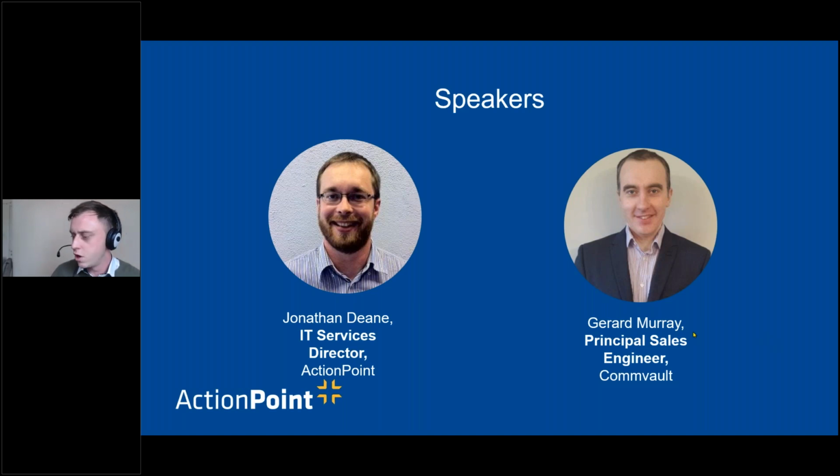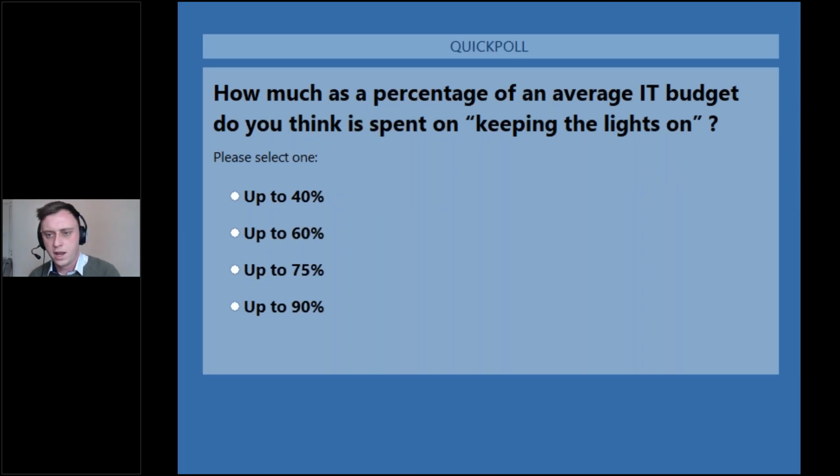Before I hand over to Jared, I'm just going to launch a quick poll. It'll make sense in a second when Jared goes through his first slide. The question on the poll is, what percentage of an average IT budget do you think is spent on keeping the lights on? So this is in your opinion. Please select one: up to 40%, up to 60%, up to 75%, up to 90%. I'll give you 20 or 30 seconds just to answer.